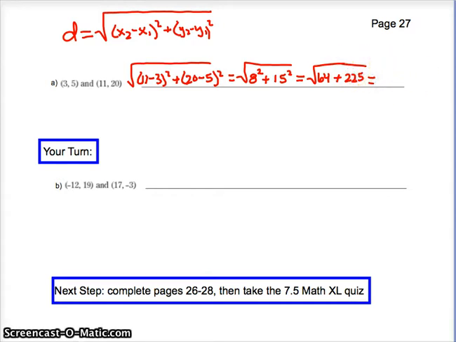Now you've got to do a little bit of calculating here. We've got to do 64 plus 225, and that'll get us the square root of 289. Now, if you know your perfect squares, we'll be all set. If not, we have to use the square root function on your calculator. So you'll do the square root of 289, and we get 17.